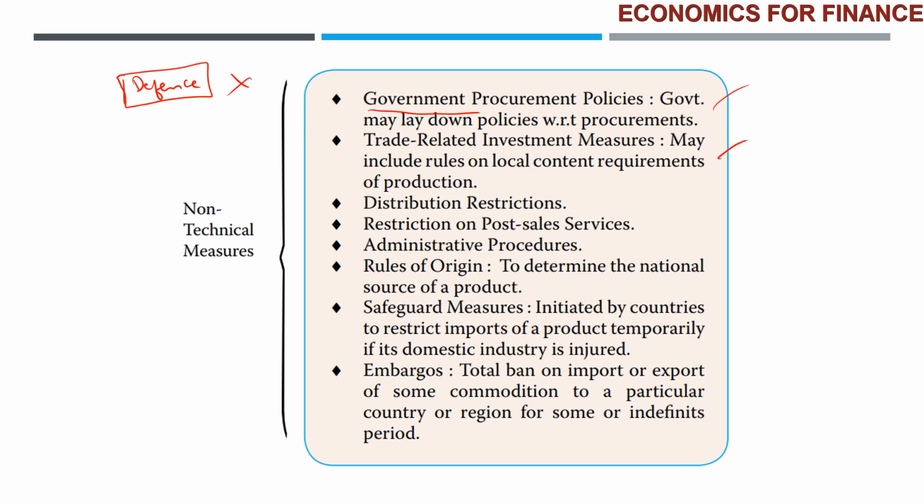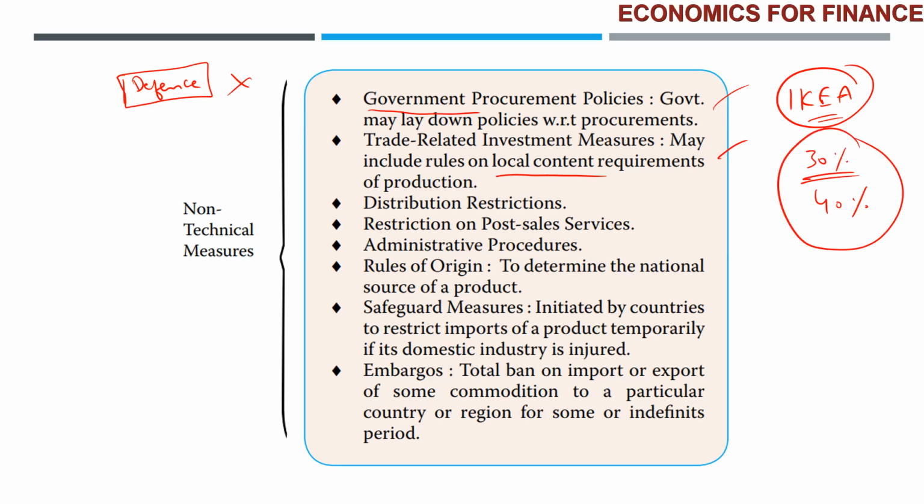And then trade related investment measures may include rules on the local content requirements of production. This is also quite popular, local content requirements. For example, when there is an IKEA furniture shop, a huge one, it requires that at least 30% or 40% of the procurement of its furniture happens within India. Only on that condition have they been allowed permission to open the stores within India. Local content requirements are there.